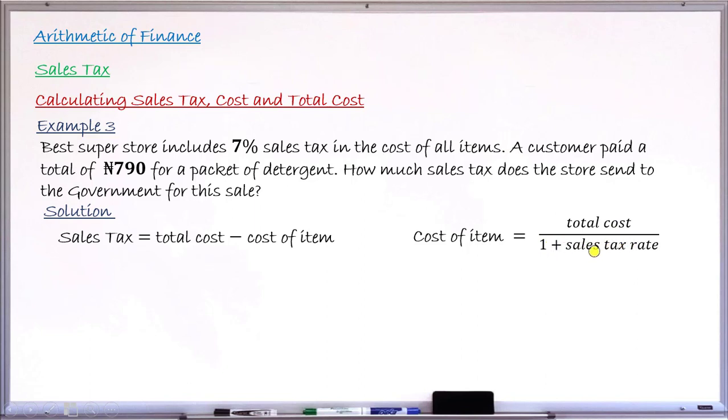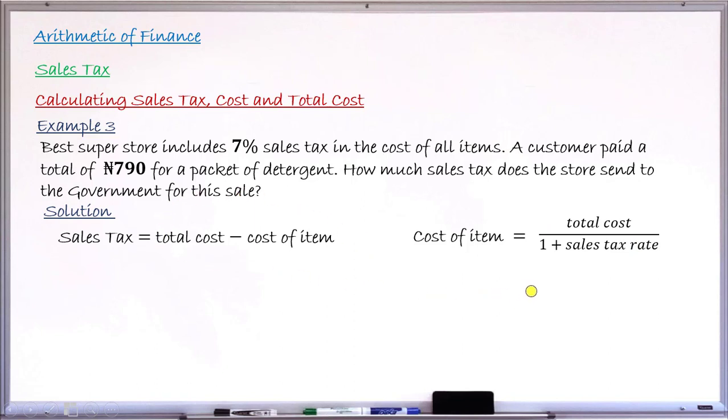So this is the sales tax. We have the tax rate. Look at it: sales tax rate, 7%. So I have this, I have the total cost, so I can use this very formula to find the cost of the item. After getting it, I will now come back to this and substitute.